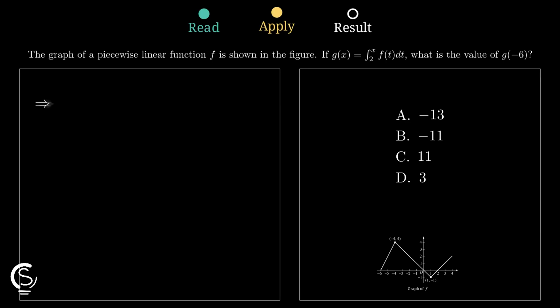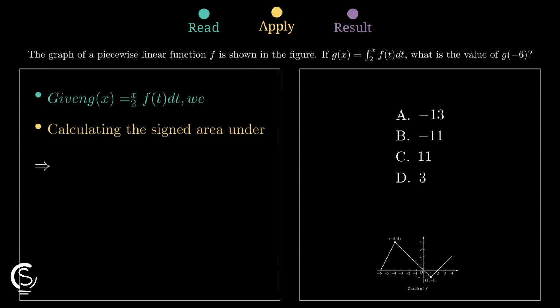Now we calculate the signed area under the graph from -6 to 2. We find a large triangle and a smaller one, then subtract the area below the x-axis. Adding these areas gives 11, but the negative sign makes our final result -11. This is option B. Great job!